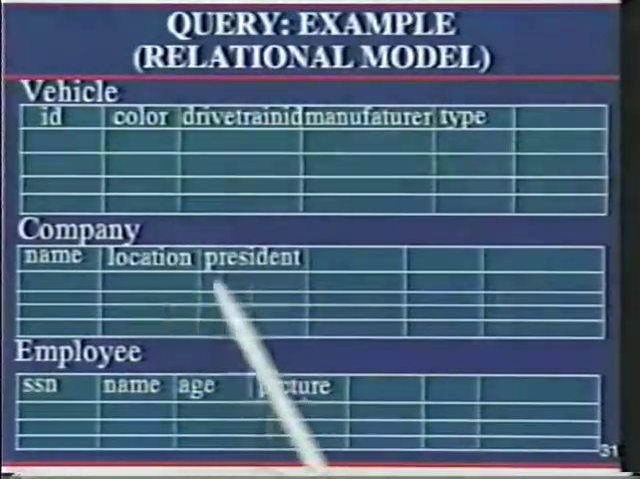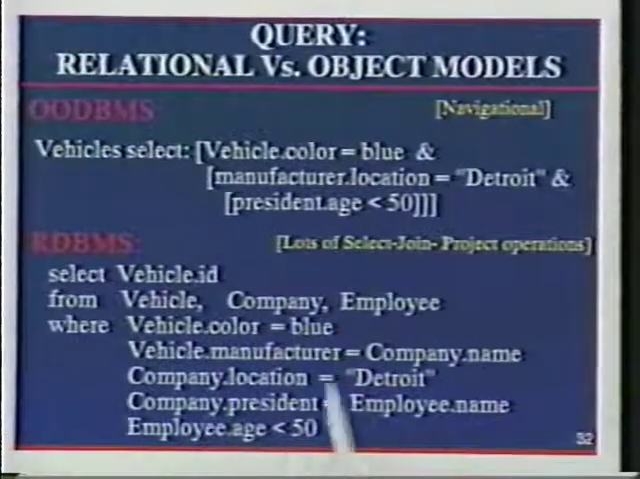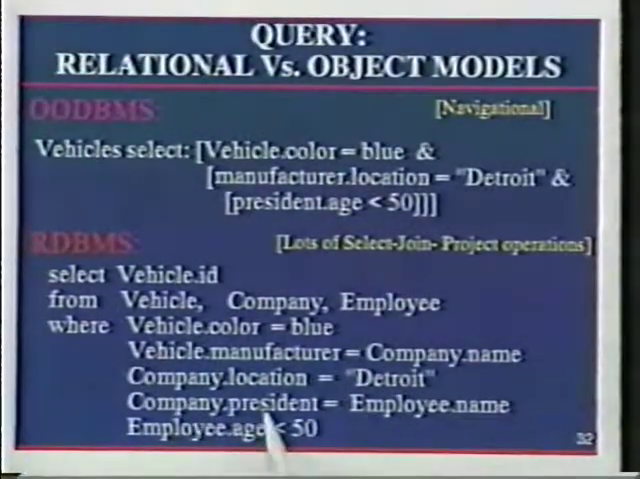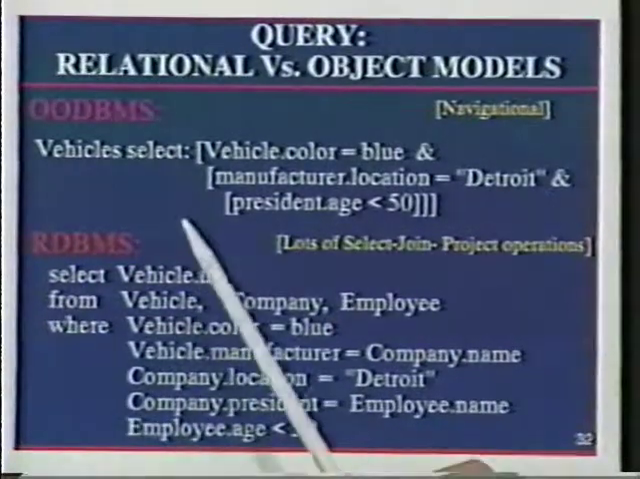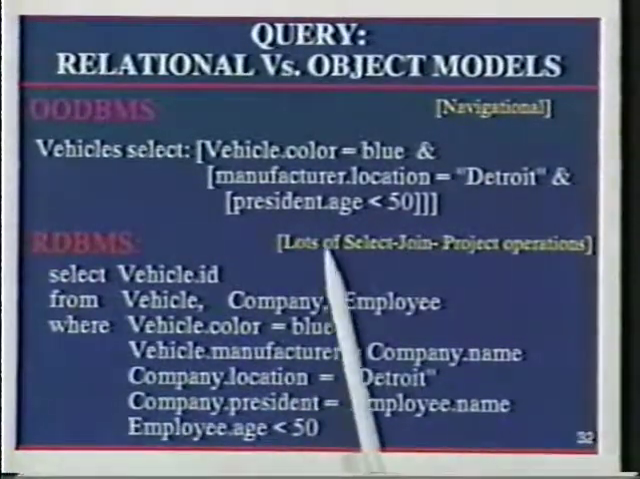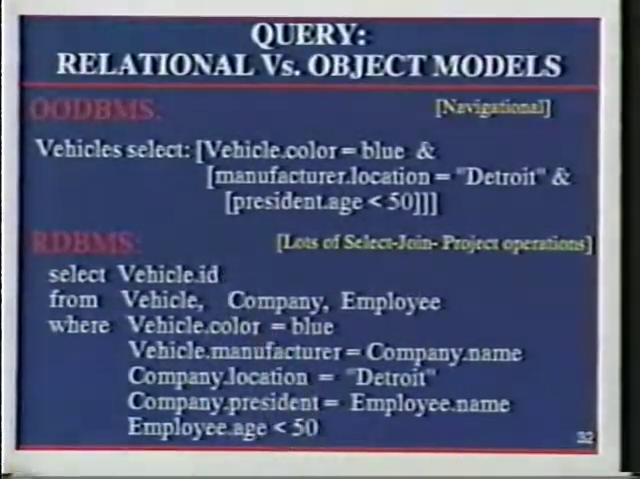Now you can see that this is a pretty complex thing, and we can get a lot of confusion even in a simple 3 tables. It's pretty confusing as such. Now then we have company.location equals Detroit and company.president equals employee.name and employee.age is less than 50. So this is how we do a relational query, and when we do that, we end up with lots of select, join, and project operations.